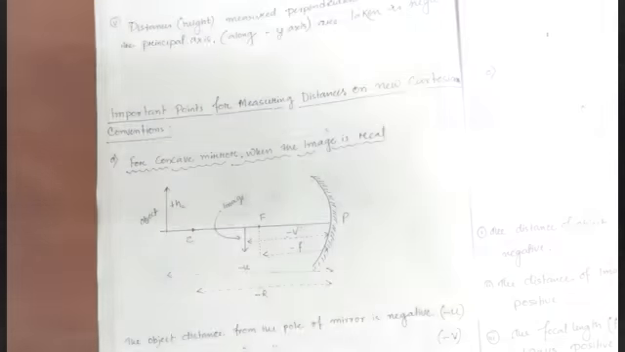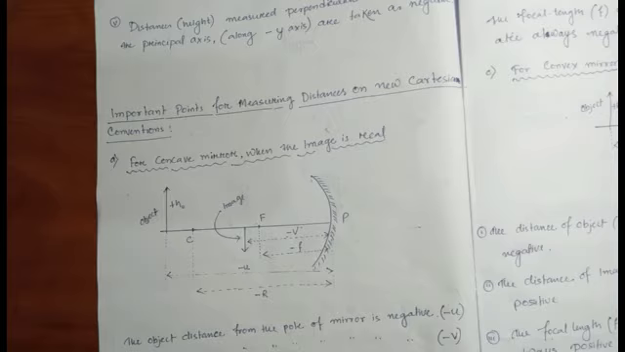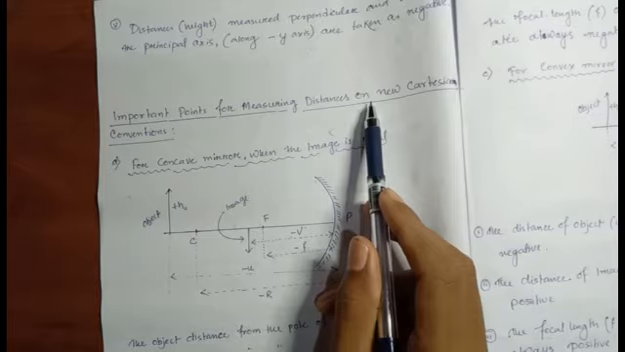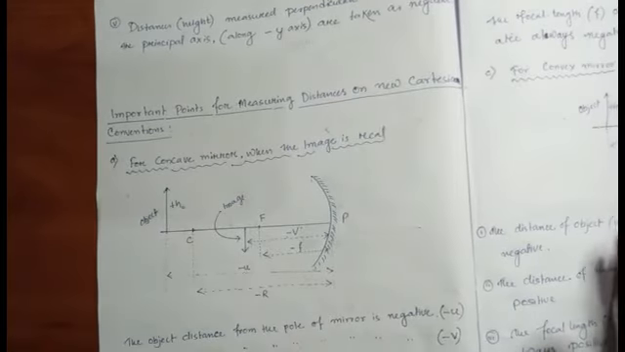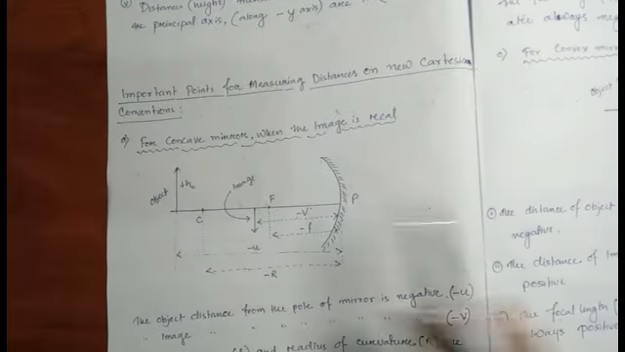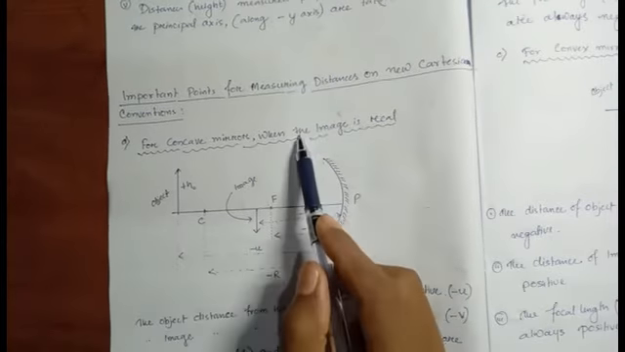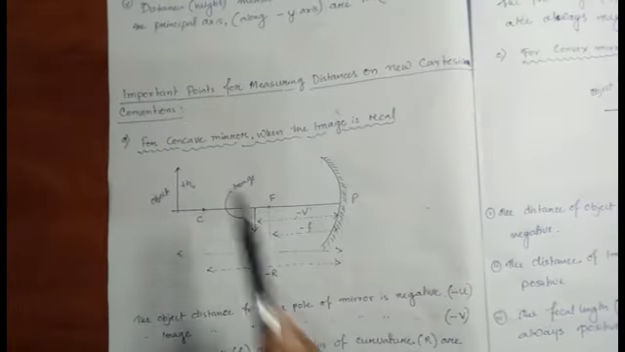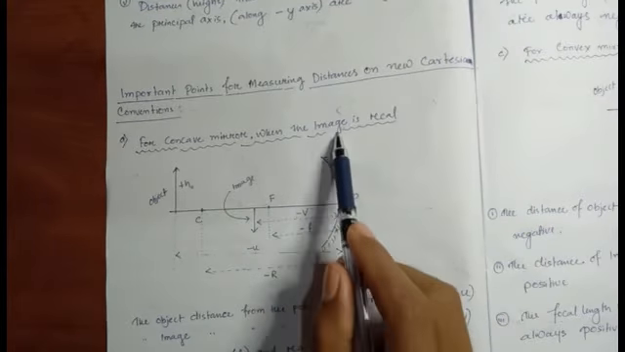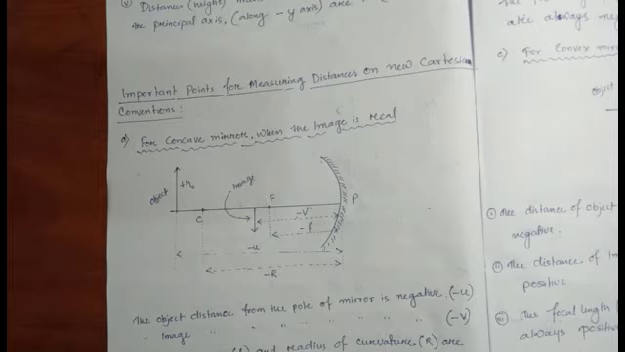The next topic for us is the important points for measuring the distance on New Cartesian conventions. So let's see what the important points are. Number A, for concave mirror, when the image is real. In case of concave mirror, we obtain real image, and sometimes the image may also be virtual. But let's see, when the image is real, what is the condition?